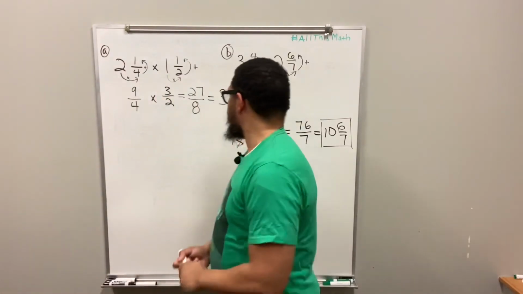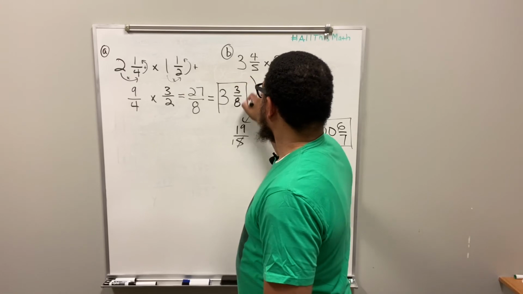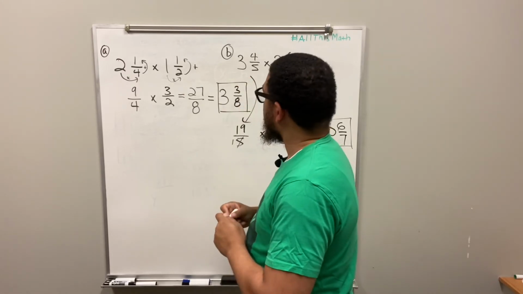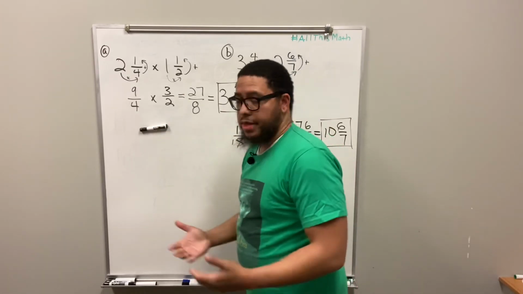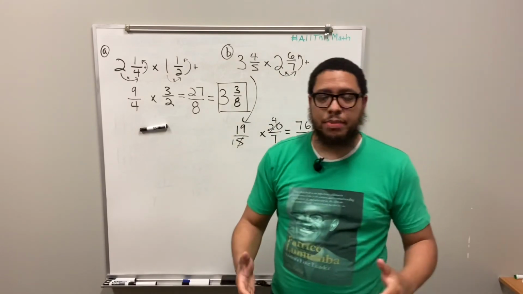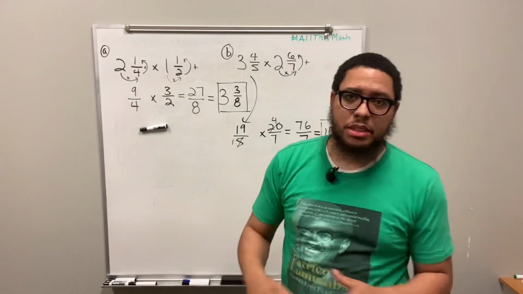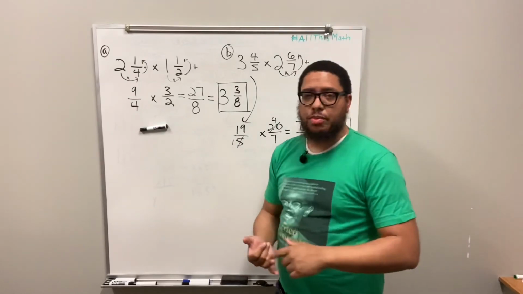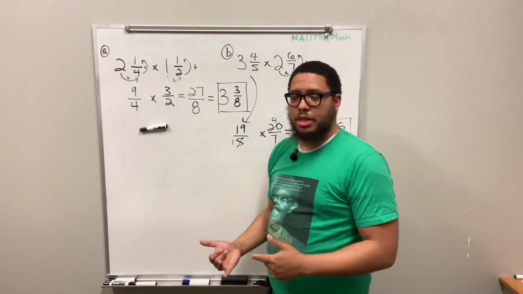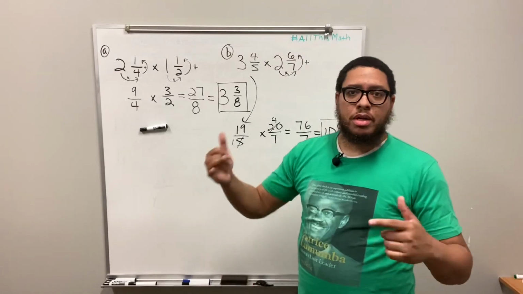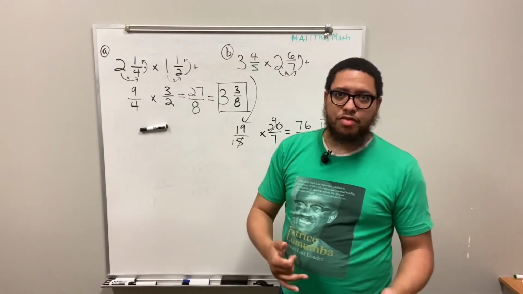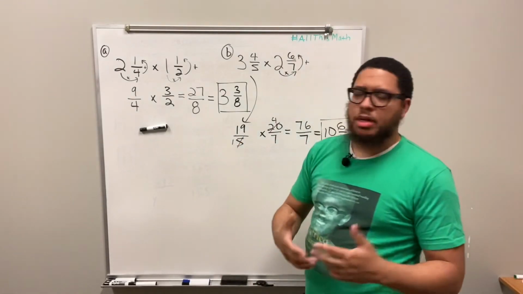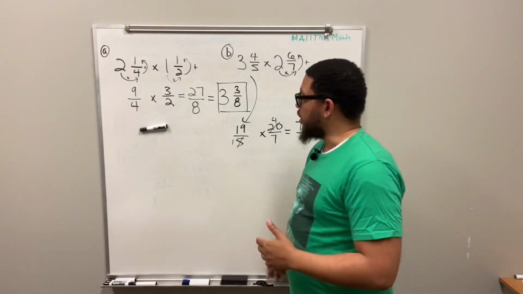So we got 10 and 6/7 for our second example. For our first example, we had 3 and 3/8. All right? And that, my good people, is how you multiply mixed numbers. That's how you convert from an improper fraction to a mixed number. That's how you can convert from a mixed number back to an improper fraction. We did a lot in these two examples.